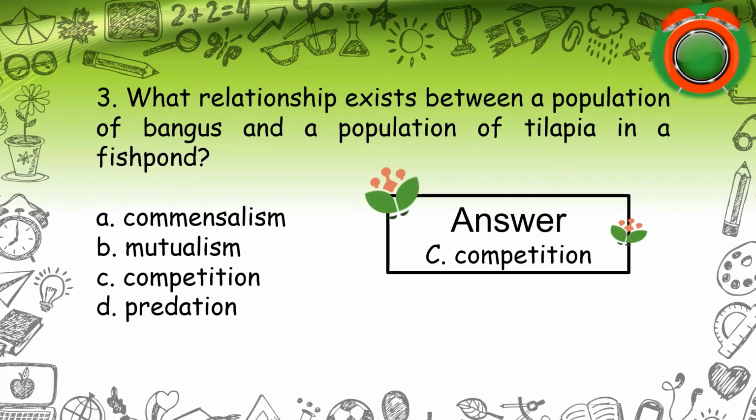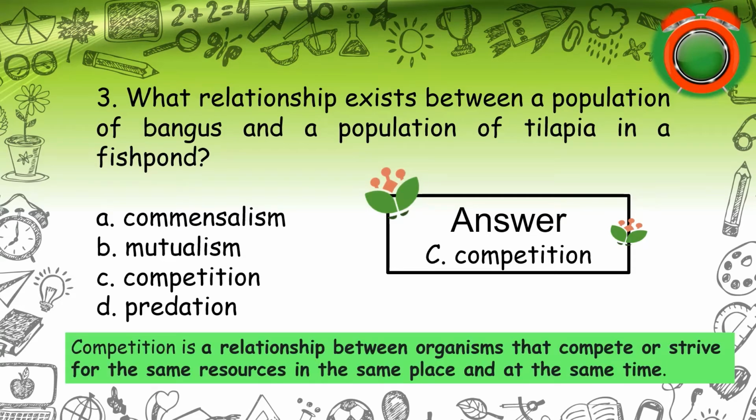The correct answer is C. Competition. Competition is a relationship between organisms that compete or strive for the same resources in the same place and at the same time. So in this situation, tilapia and bangus exist in the same fish pond. So there is a tendency that these two groups of organisms will compete for the same food resources, will compete for the same dissolved oxygen and other physical, chemical, and biological parameters present in the same area.